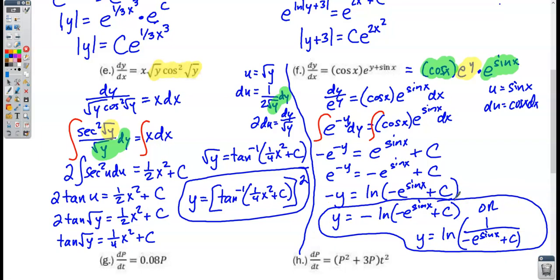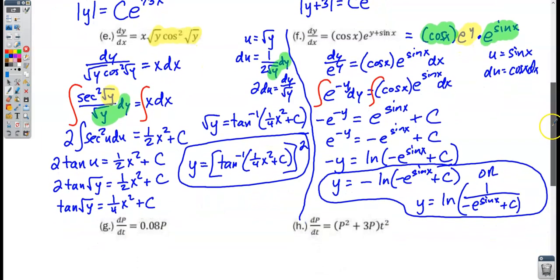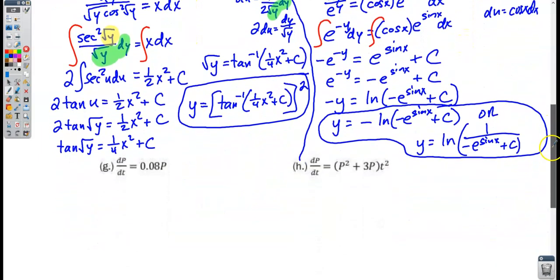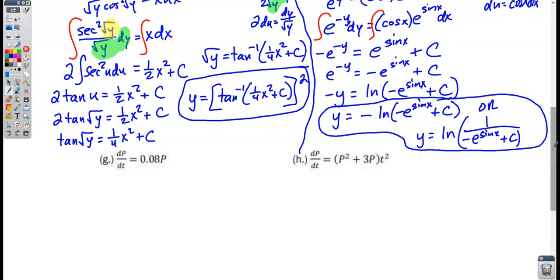All right. And then part G, dp dt is equal to 0.08p. Notice there's no t here, but this is still separation because the variable that's in my numerator of my differential is on the right-hand side of the equation.